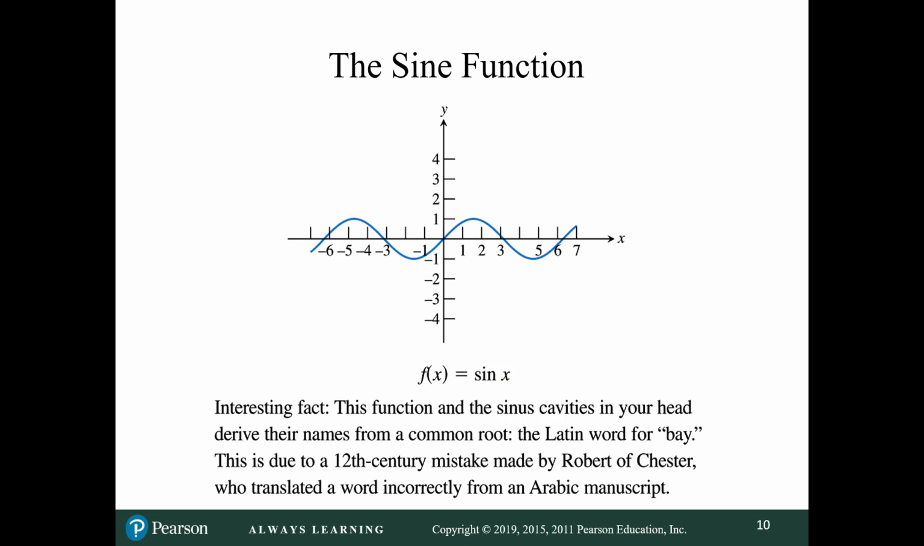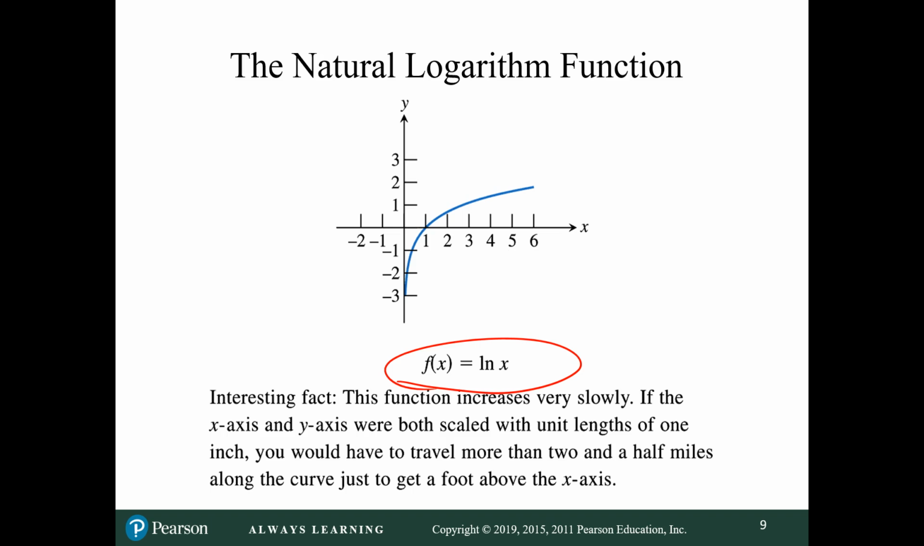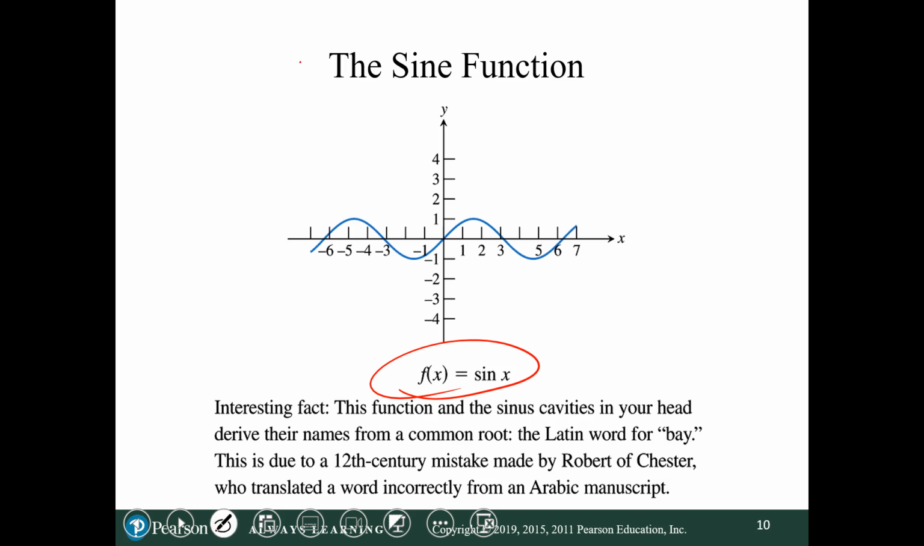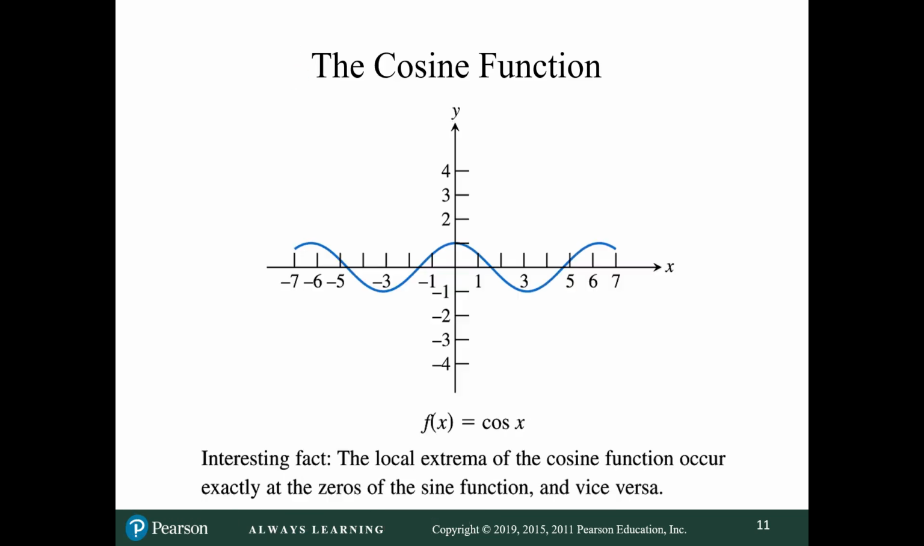And then we go to trig. We have the sine function. And then, what do you think is after the sine function? Cosine function. So 7 was the natural log. 8 was the sine. 9 is the cosine.